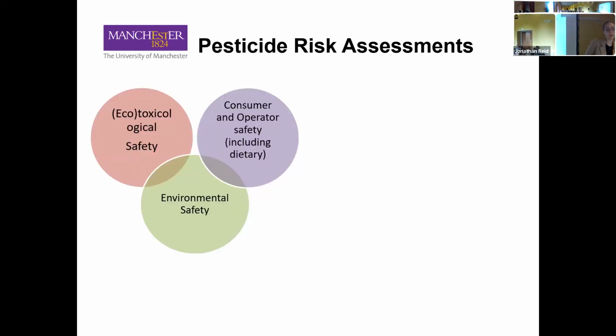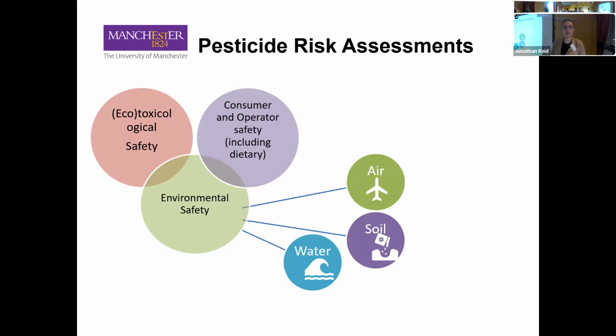When we're undergoing pesticide risk assessments, we split it into 3 categories. The first is the ecotoxicological safety, the consumer and operator safety, including dietary, and thirdly, environmental safety. Within environmental safety, there are 3 aspects: air, soil, and water. And so surprise, surprise, I today will be looking at air.